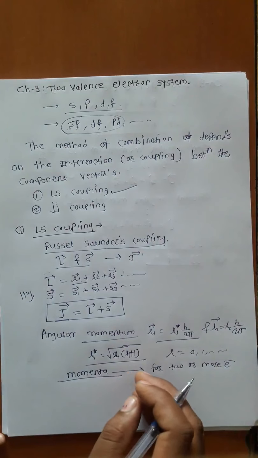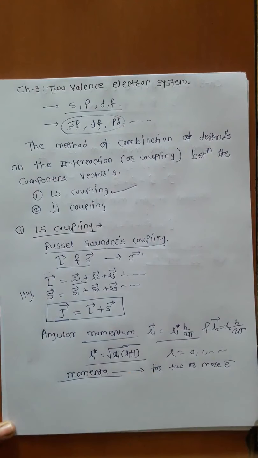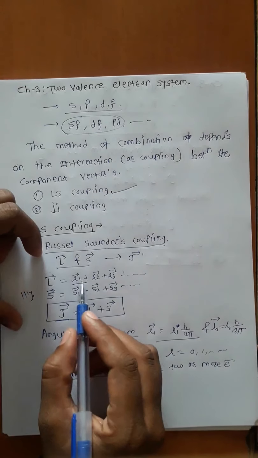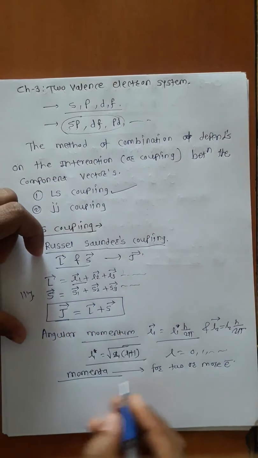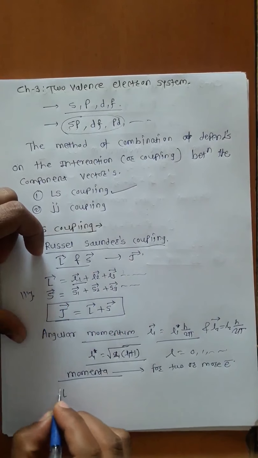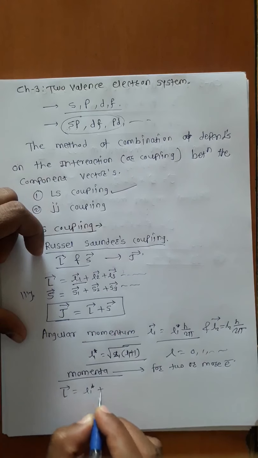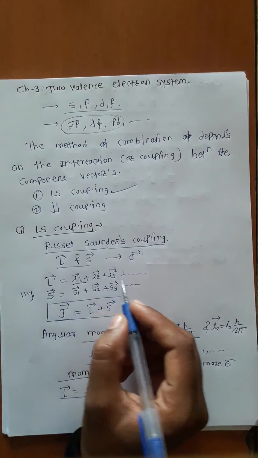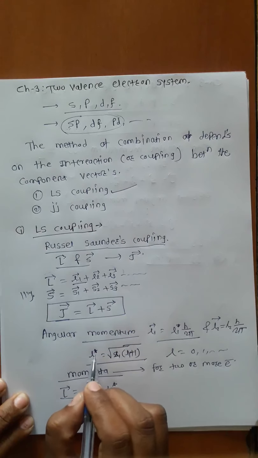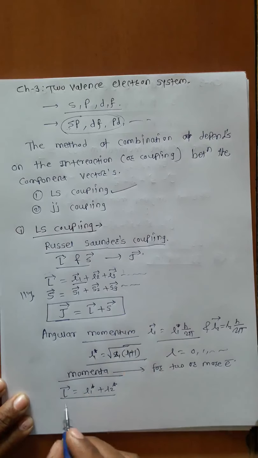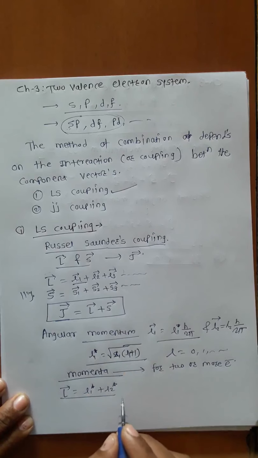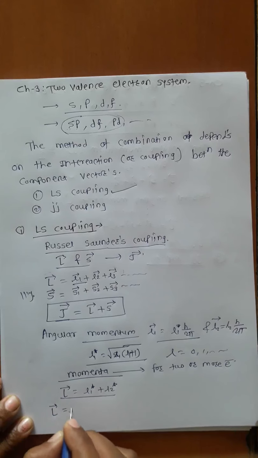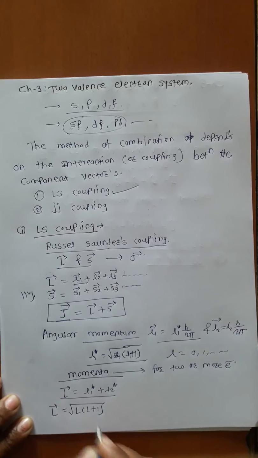According to quantum mechanics, the vectors L1 bar and L2 bar are quantized with respect to each other, then we will get the resultant L bar equal to L1 star plus L2 star. Means these L1 and L2 bar vectors are quantized, so their resultant is also quantized. And this L bar is equal to the square root of L into L plus 1.